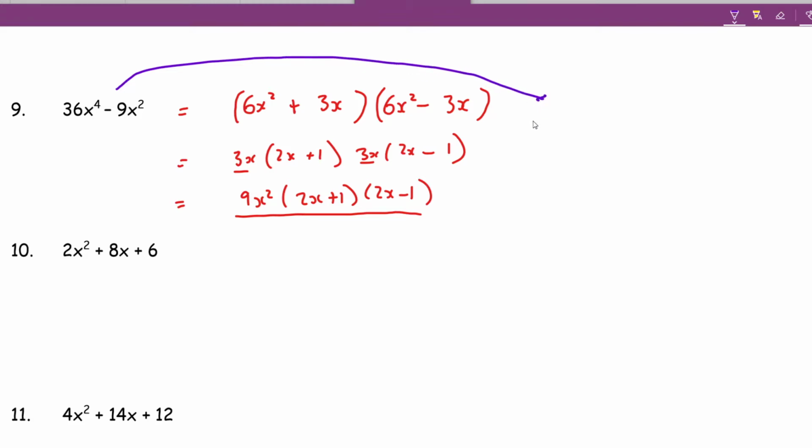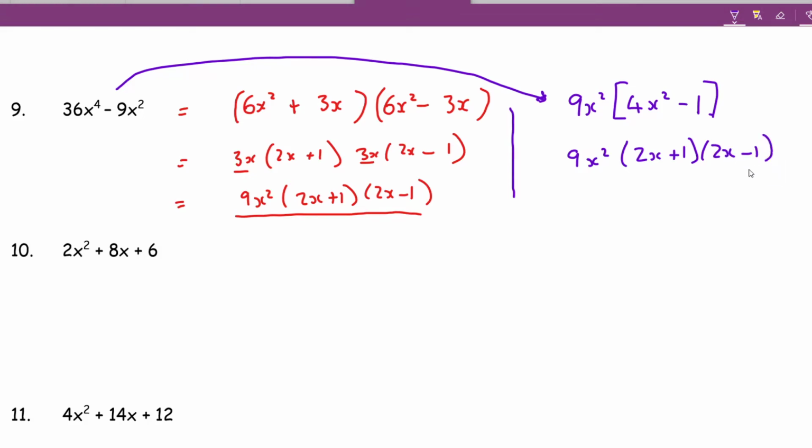Okay, the easiest way would have been spotting that right from the beginning and saying, okay, I've got a 9x squared common in both of them, so I'm going to take 9x squared out. Then, how many 9x squareds into there? 4x squared. And that will be minus 1 there. And if we did that, I would have saved you all this trouble afterwards and getting 9x squared out. And then you've got the difference of two squares there. So that would have been an easier way to do it.